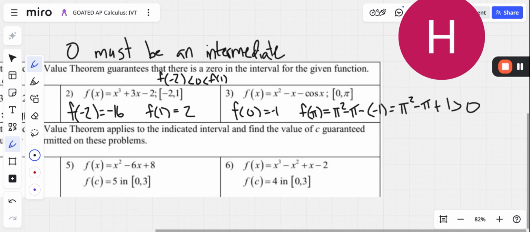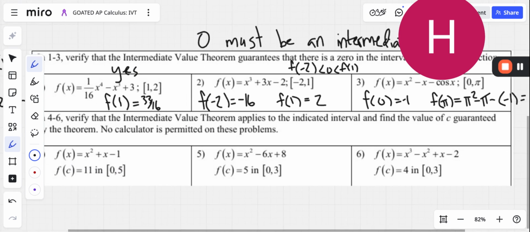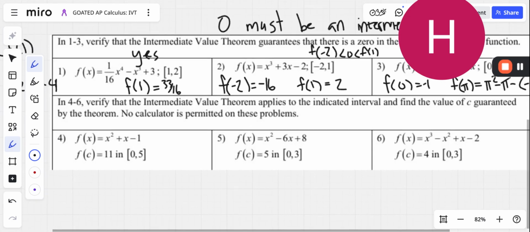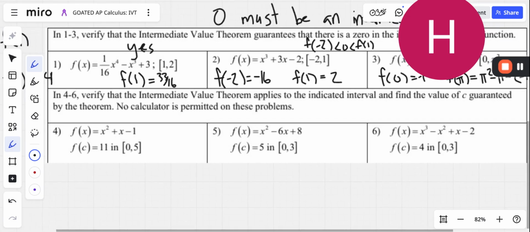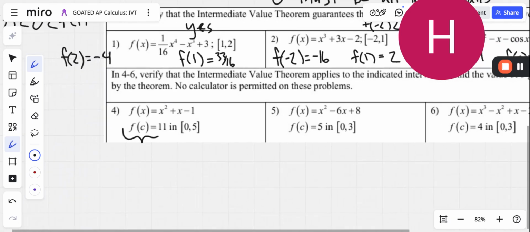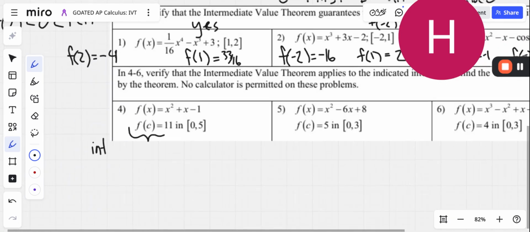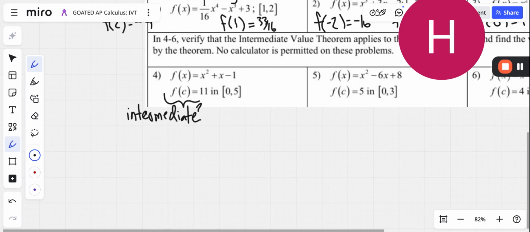Okay, great. Now let's look at some slightly tougher problems. Still not too bad. I want you to verify that the intermediate value theorem applies to the indicated interval. So we need to make sure, again, that 11 in this case is an intermediate. How do we do that? Well, we have to check the endpoints. So we plug in 0, see what we get. That's pretty easy. We just get 1.